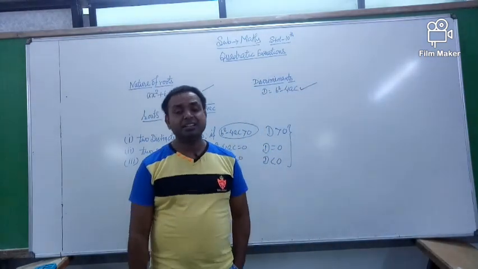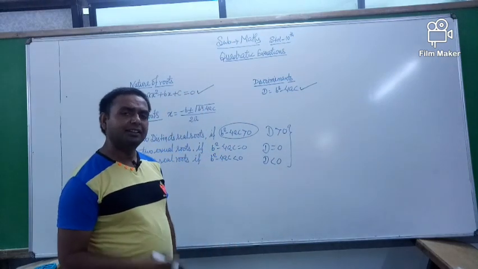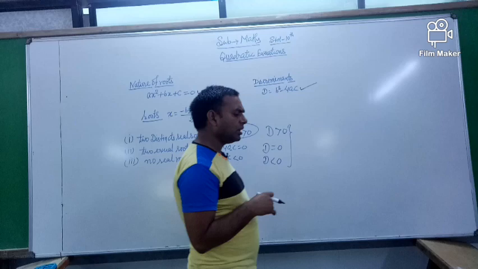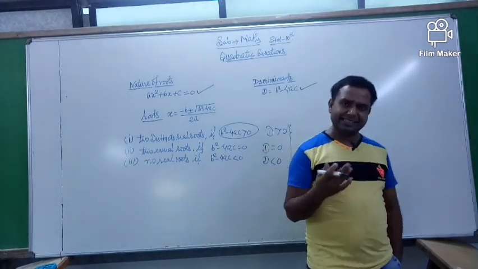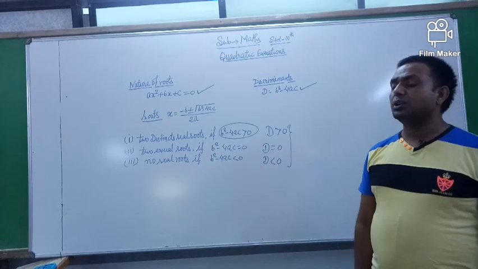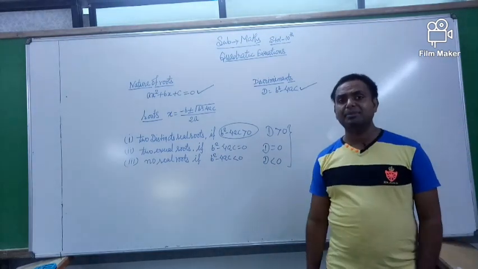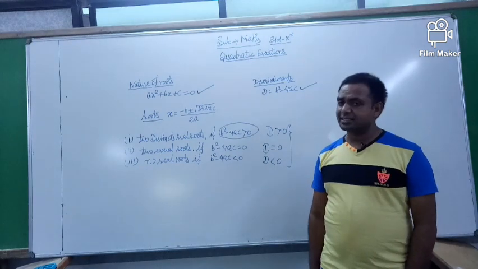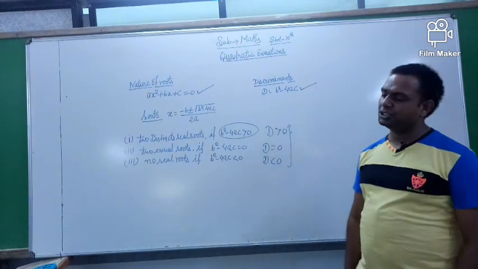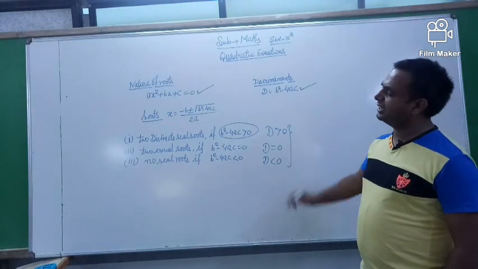If the discriminant is greater than 0, you have two real and distinct roots. If the value of the discriminant is equal to 0, then you have two equal and real roots. If the third condition holds, the value of D is less than 0, then you have no real roots. So it depends on these three conditions.